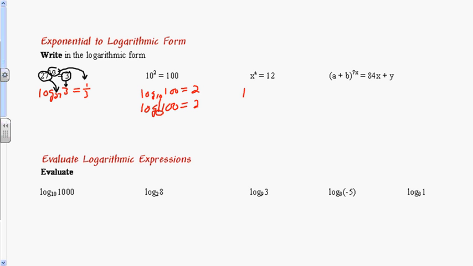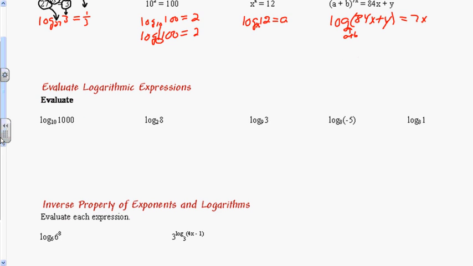Next one, we have log of 12, and its base x equals the exponent a. Next one, we have log of 84x plus y. Base, right here, this base would be a plus b, equals the exponent, 7x.